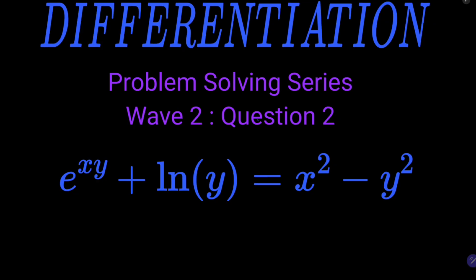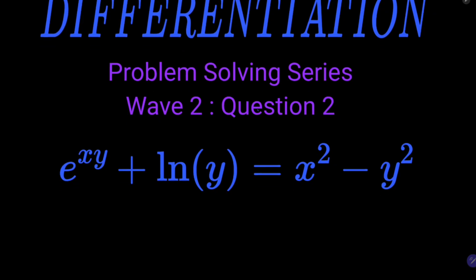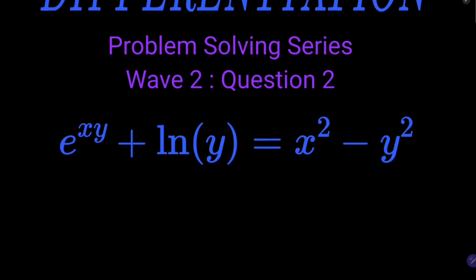So first of all, what does this question ask us to find? This question asks us to find dy on dx given that e to the xy plus ln of y equals x squared minus y squared. So in order to find dy on dx, we need to recall the steps we enlisted in the first video on the differentiation of implicit functions.